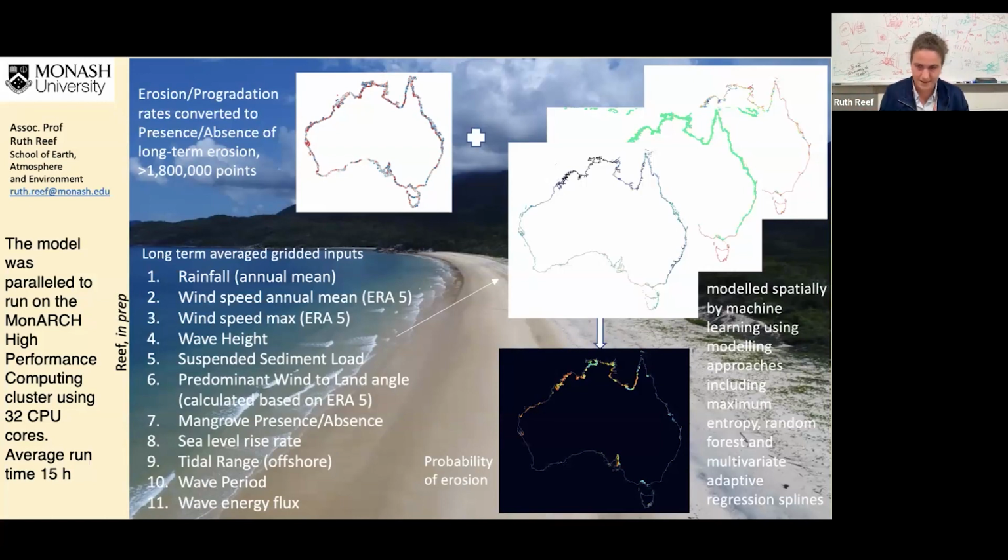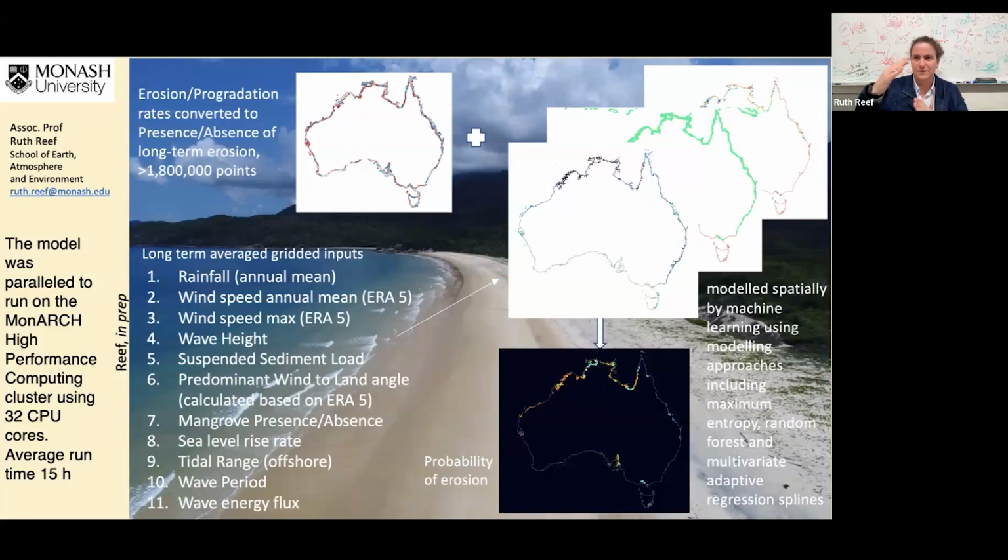So we take that big data set of points, and now we couple it with all we know about this system. So we know rainfall everywhere. We know the wind speed everywhere. We know the wave height everywhere. We know the suspended sediments, how much sediment, how much sand is floating around in the water everywhere.